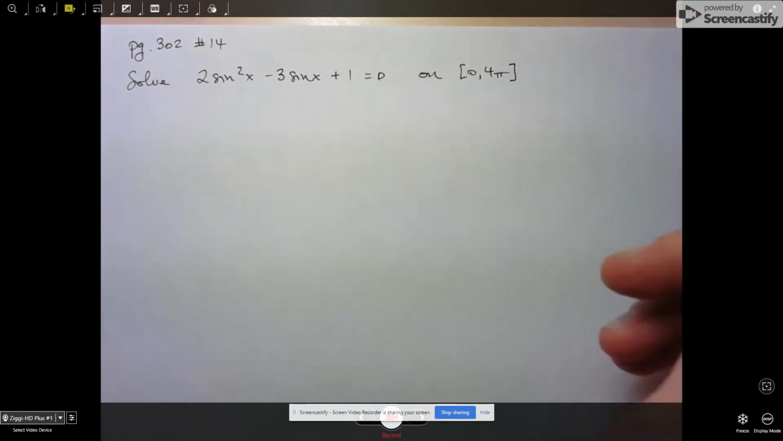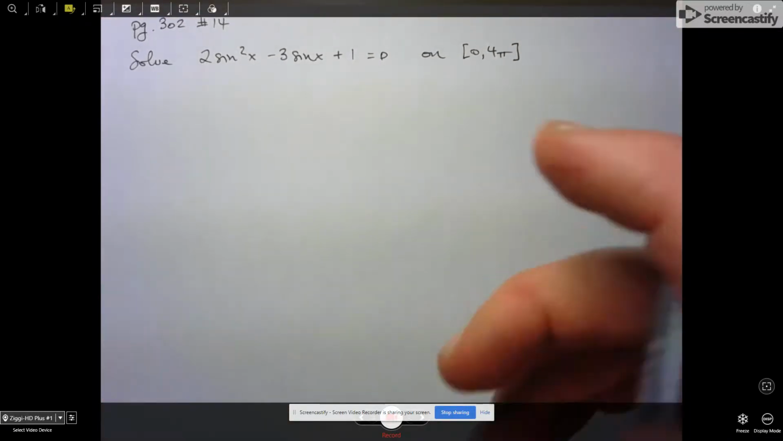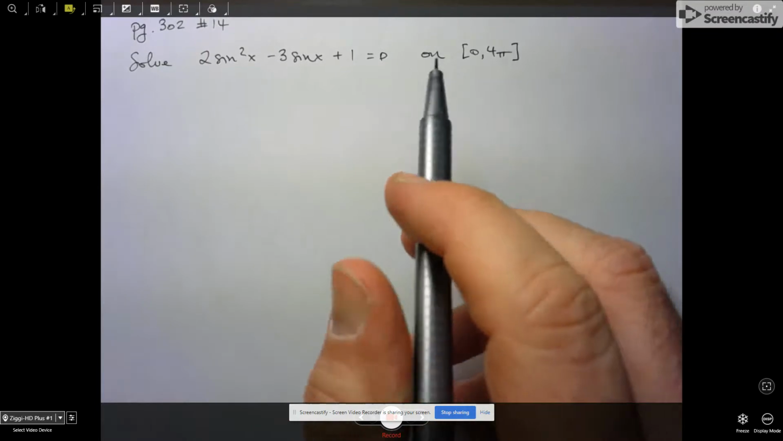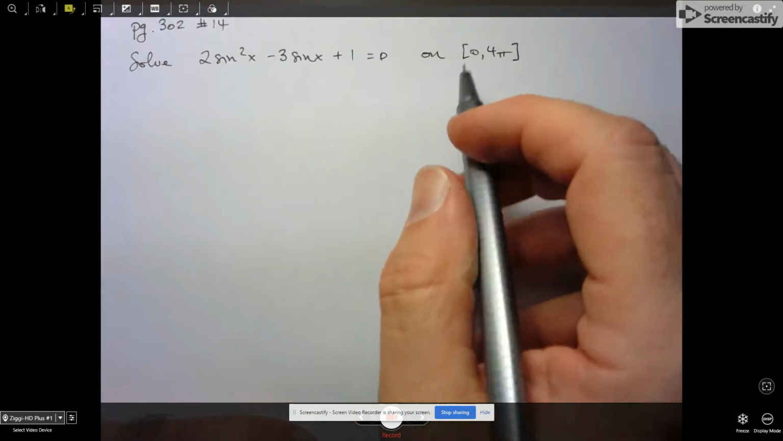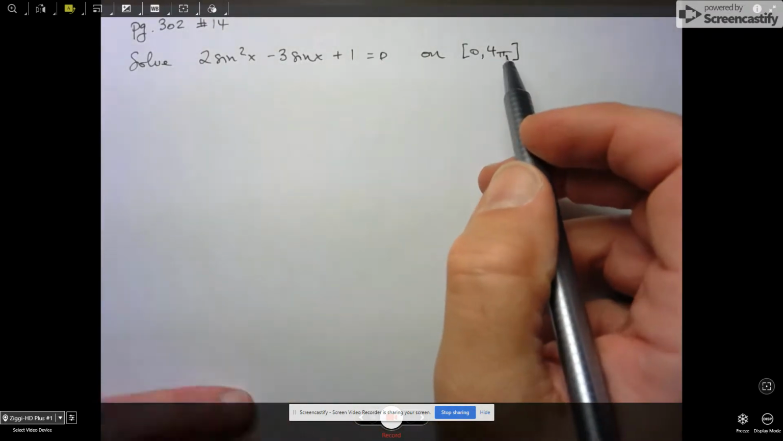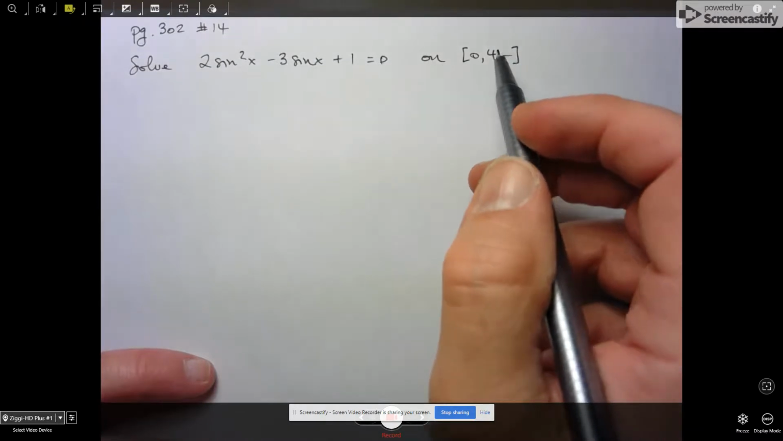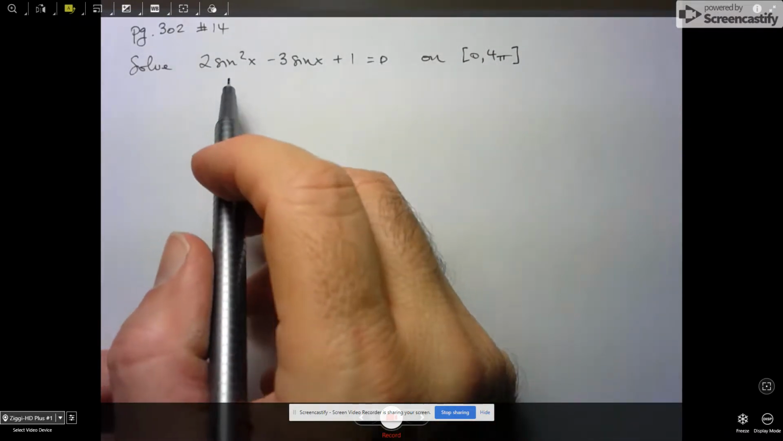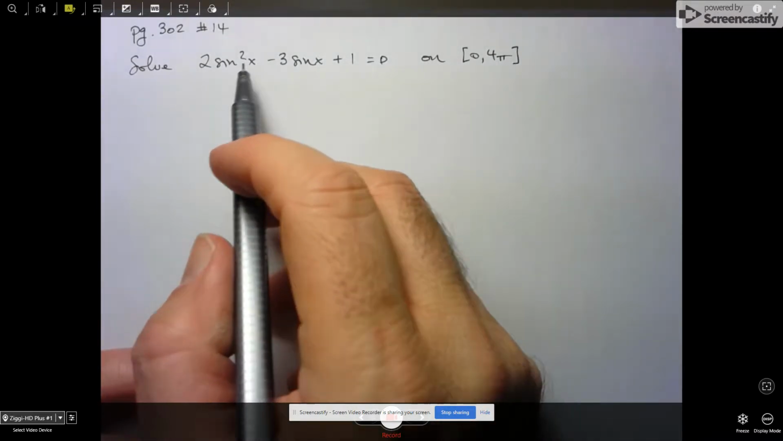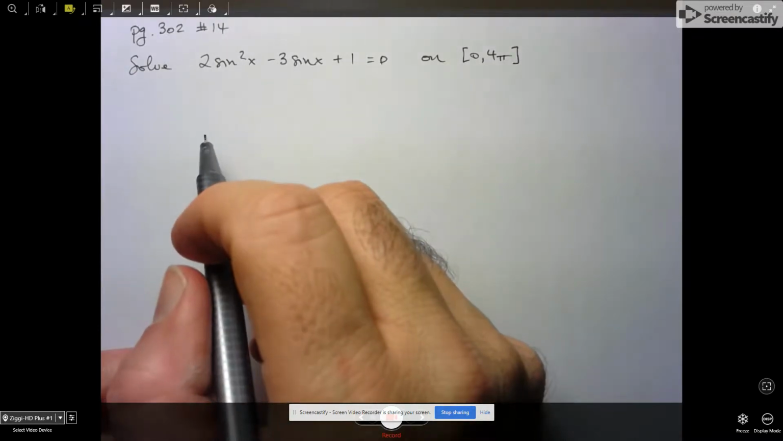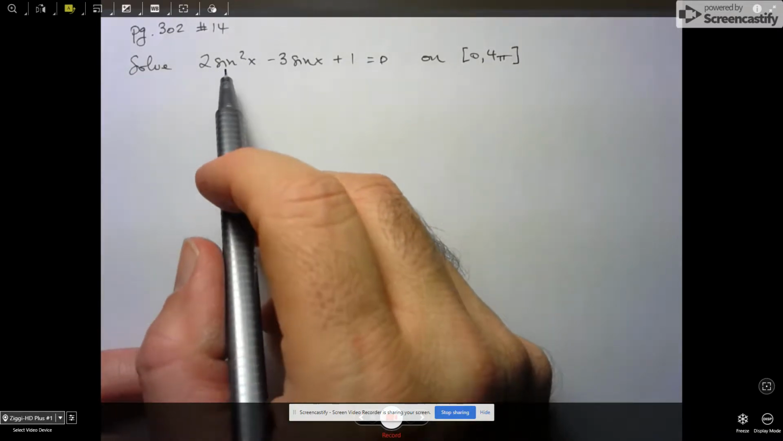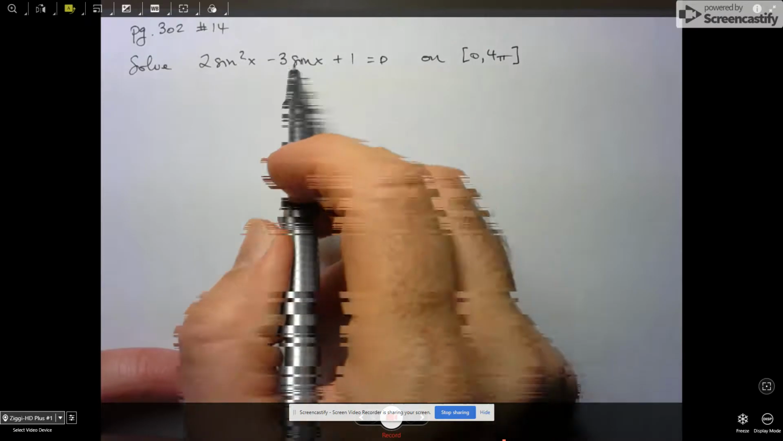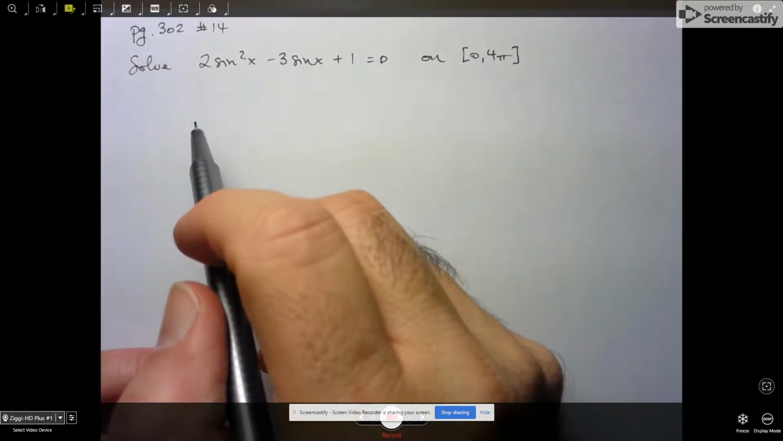Hi folks, we're going to take a look at number 14 on page 302. So they want us to solve this equation here. Now the original question was on 0 to 2 pi. I changed it to 0 to 4 pi. Okay, so at this point there's not too much to do because you've got the same trig ratio going on throughout the equation. And hopefully you notice that this is a quadratic trigonometric equation.